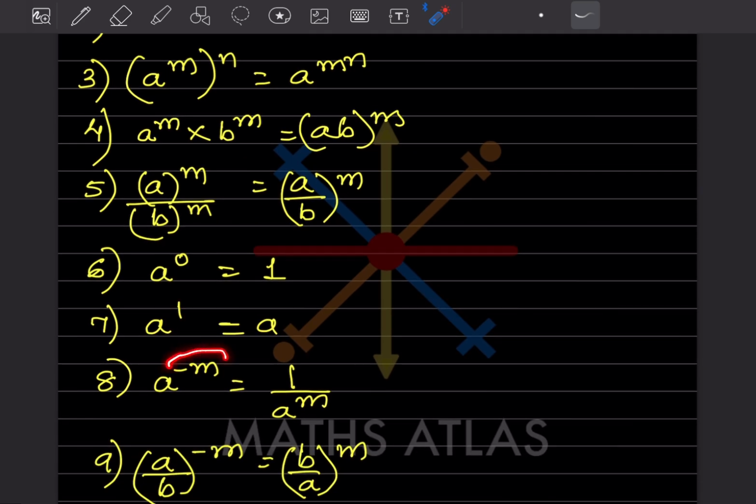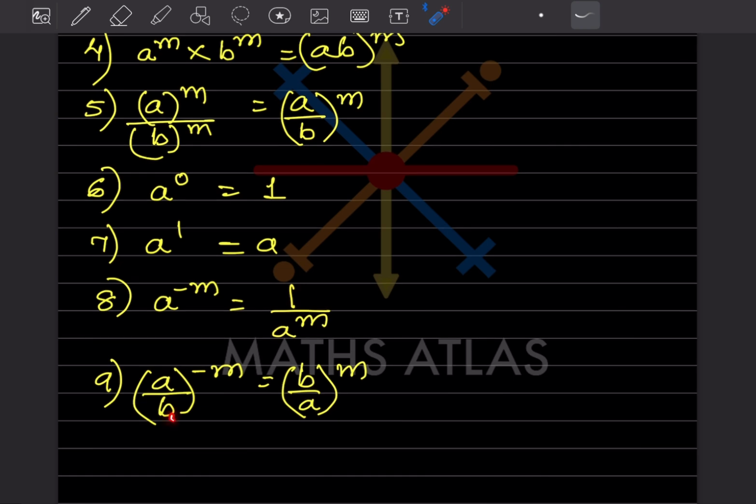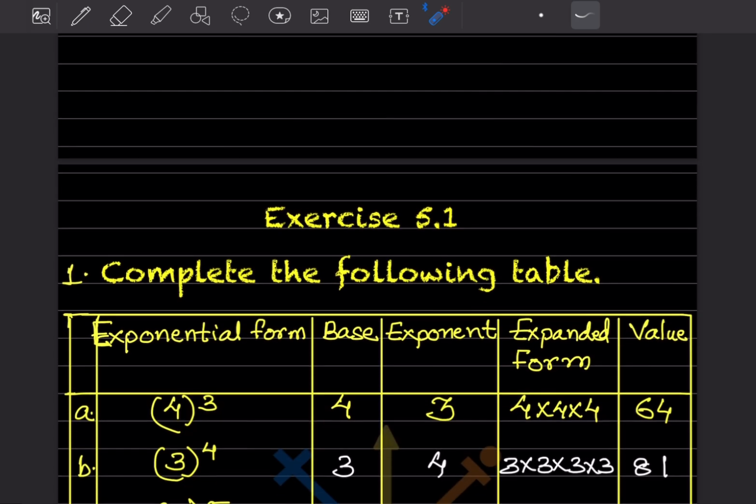Now if it is a negative exponent, we always have to make it positive, so that is going to be the reciprocal of it. So 1 by A raised to n. And if it is a fraction, it gets flipped over, so B divided by A, and this is going to be positive. To make it positive, we have to flip this one over. So these are some of the laws you have to remember.